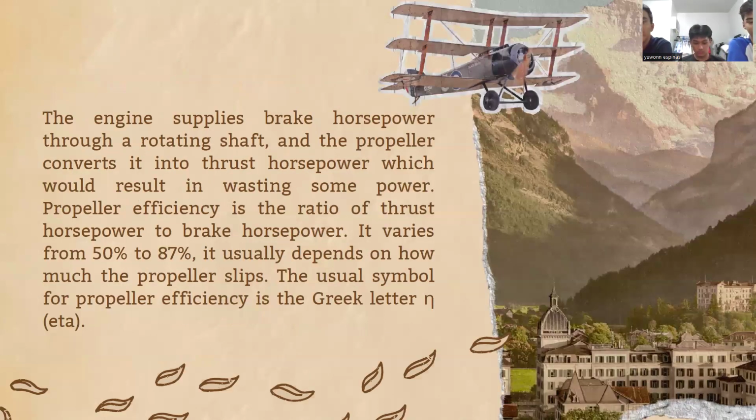The engine supplies brake horsepower through a rotating shaft, and the propeller converts it into thrust horsepower, which results in wasting some power. Propeller efficiency is the ratio of thrust horsepower to brake horsepower. It varies from 50 to 87%. It usually depends on how much the propeller slips. The usual symbol for propeller efficiency is the Greek letter eta.